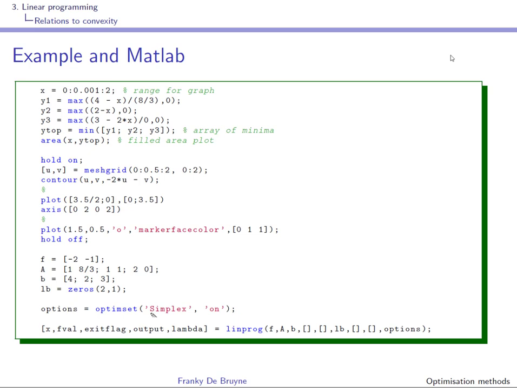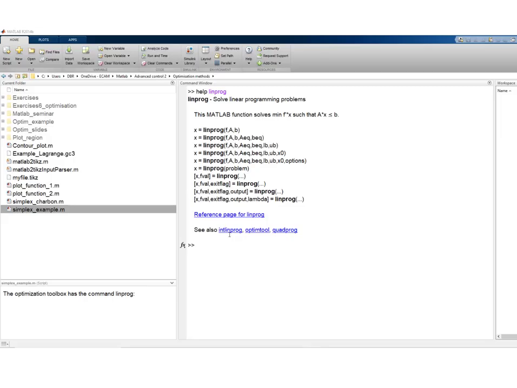So here's the example solved with Matlab code. The first part of the code is not that interesting, it's just to produce the feasible set, and the second part of the code is used to solve the linear program. And as you can see here, there is a function in Matlab, linprog, that allows you to solve linear programs. Let us have a look at the help for linprog and to solve linear programming problems.